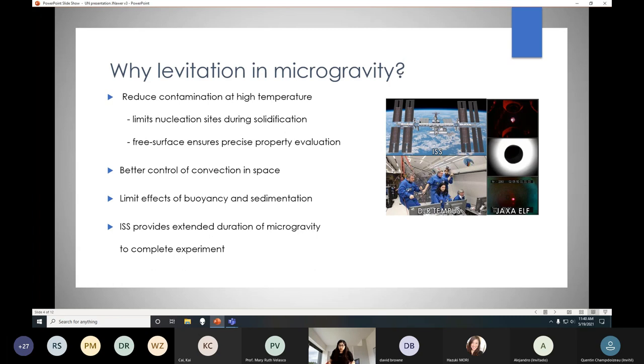So why do we go to space for this levitation technique when we can achieve them in ground-based facilities? Microgravity environment offers a wide range of advantages in containerless levitation techniques. The first one is that it reduces contamination at high temperature by limiting the nucleation sites during solidification. Since there is no gravitational force acting in microgravity, the free surface ensures precise property evaluation. We also have better control of convection in space and limited buoyancy and sedimentation. The International Space Station also provides us an extended experiment time compared to the parabolic flight testing, where we only have a limited window of testing.